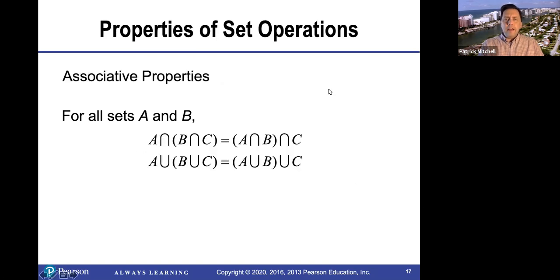All right, intersection and union are also associative, which means that if you have to find the intersection or the union of three sets, it doesn't matter which two sets you find the union or intersection of first.